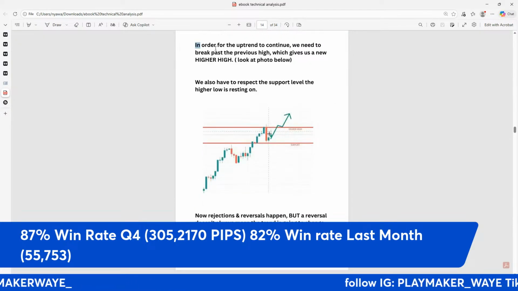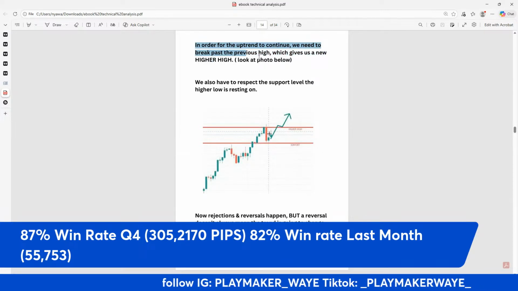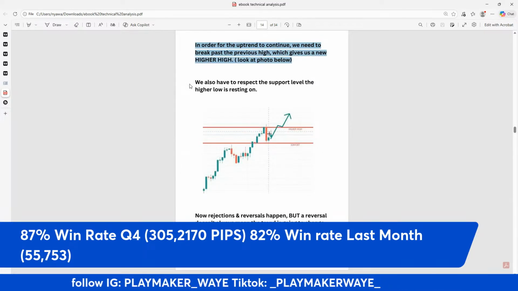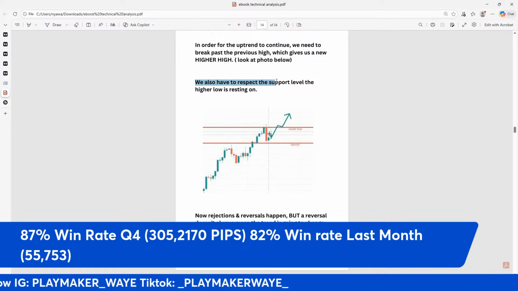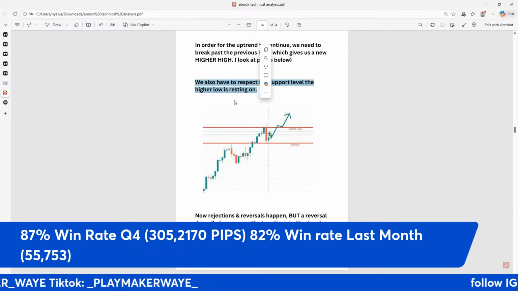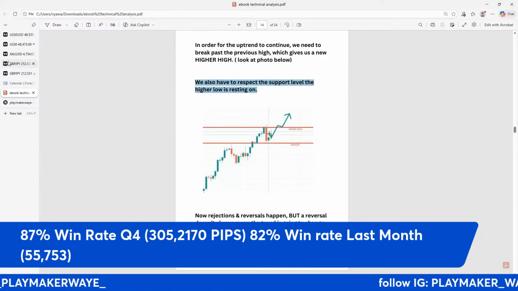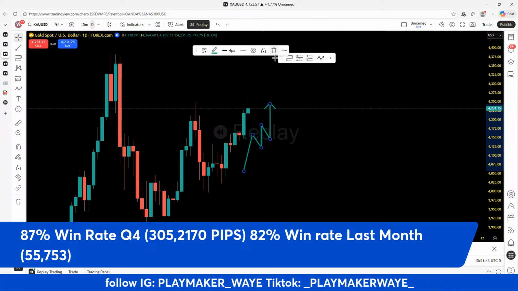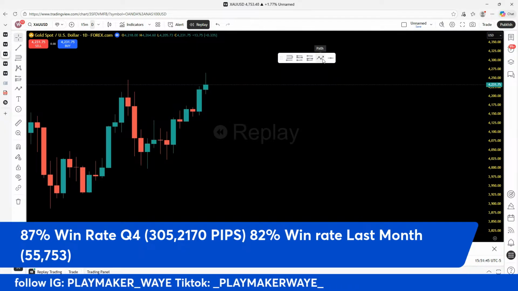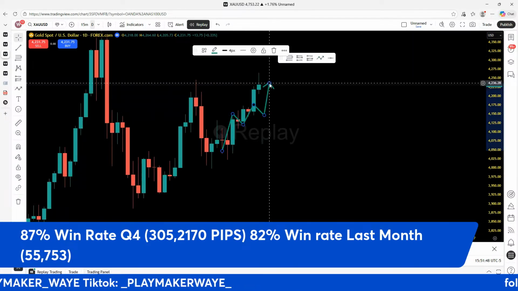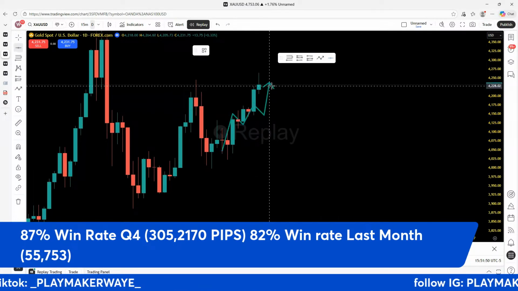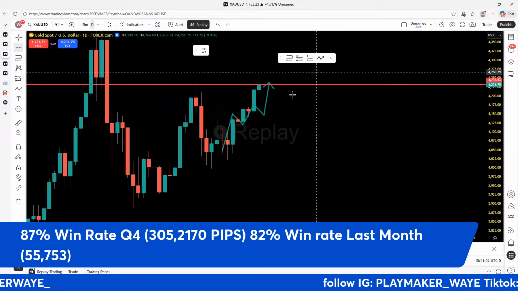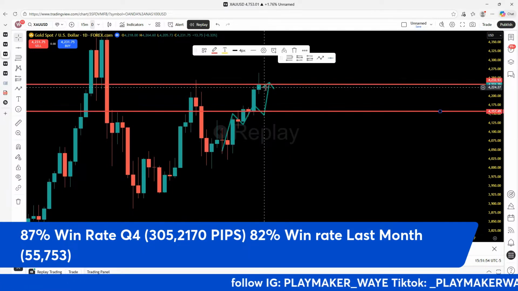So like it says right here, for the uptrend to continue, we need to break past the previous high, which gives us a new higher high. Look at photo below. We also have to respect the support level the higher low is resting on. So when we look at price right here, again, let's retrace price's steps. We have higher high, higher low, higher high, higher low, higher high. So like I said, we need to break past the previous high, and we need to maintain the support level the higher low is resting on.